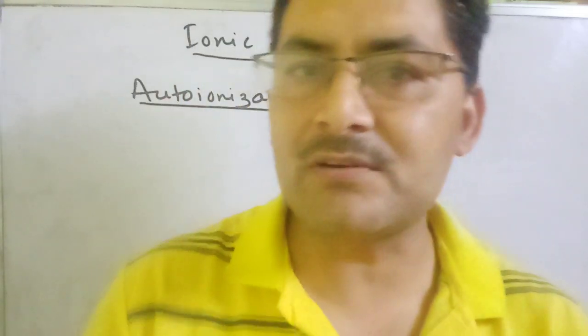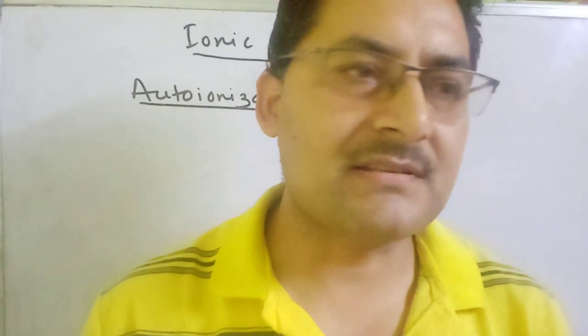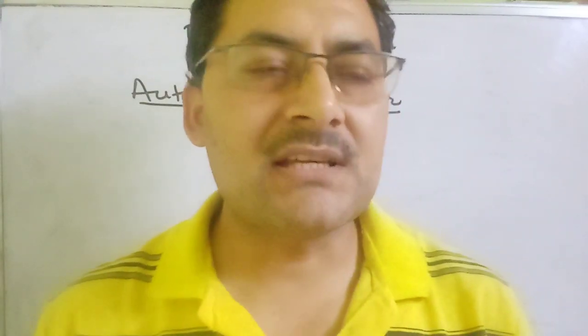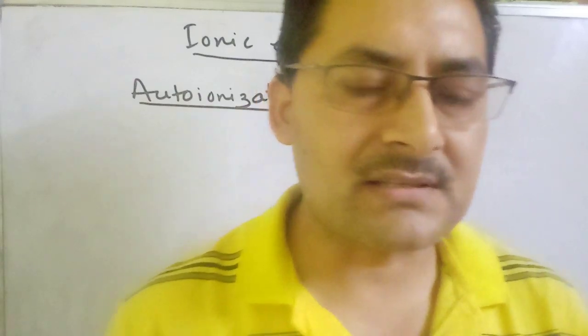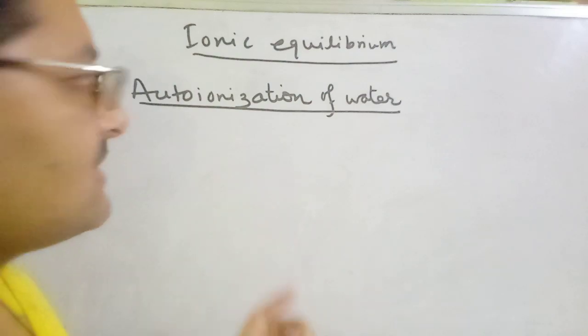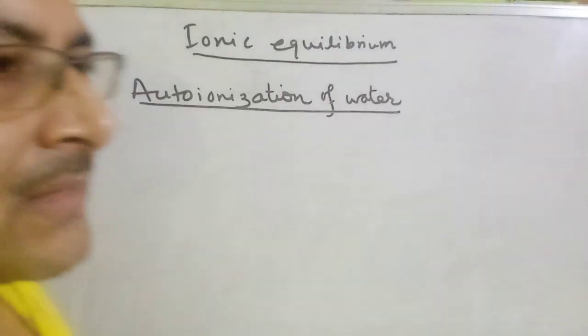In today's video I'm going to describe another topic of ionic equilibrium, class 12 chapter 2. Today I'm going to describe autoionization of water and the pH scale. Last time, in the previous video, I discussed the Ostwald dilution law and its related numericals. So today I'm going to describe autoionization of water. Let us see what is autoionization of water.